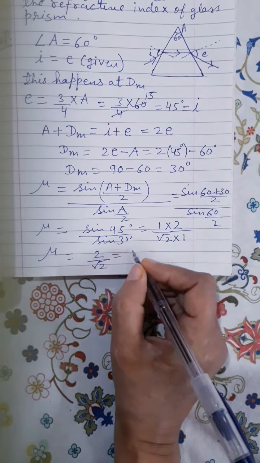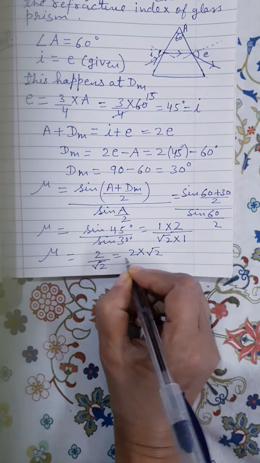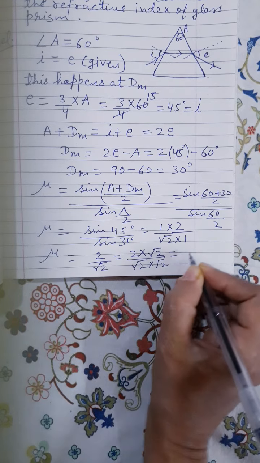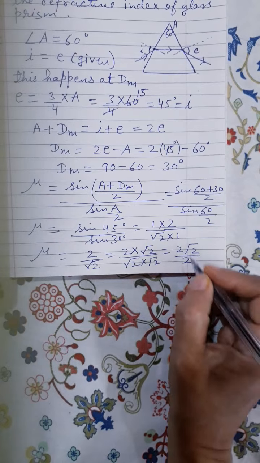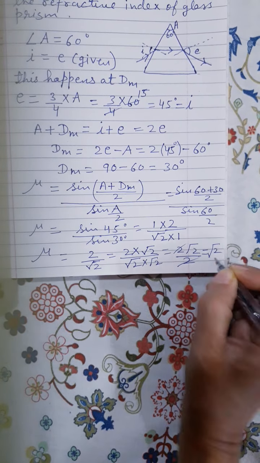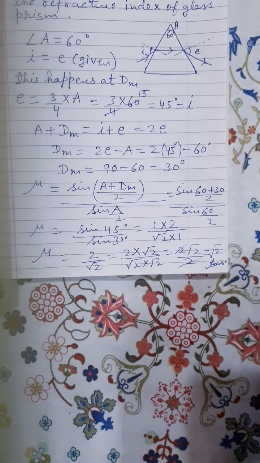I will rationalize it. Rationalize the denominator, the denominator is √2, so multiply and divide by √2. √2 into √2, 2√2 divided by 2, 2 cancel. So √2 is the value of refractive index of the prism. So answer is √2.